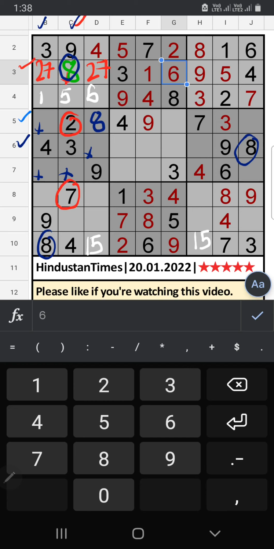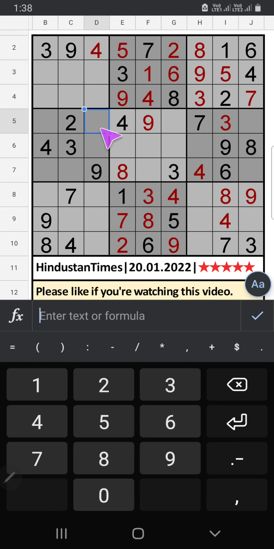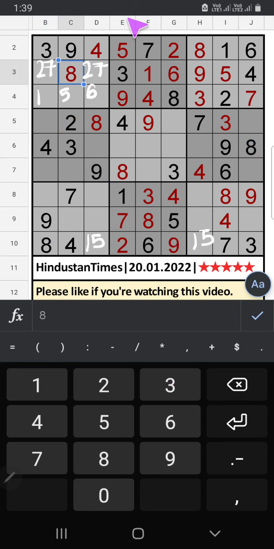5th row and 6th row we have 8. So 8 can't come in these cells. Column F also we have 8. So 8 can't come in this cell. Then 8 is confirmed here. Column E, only 1 number is remaining, 6. 6 is confirmed here.